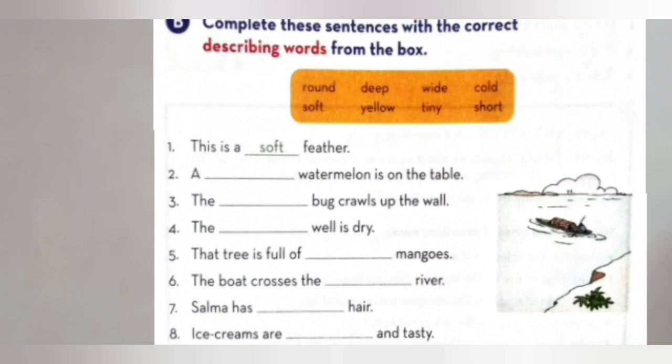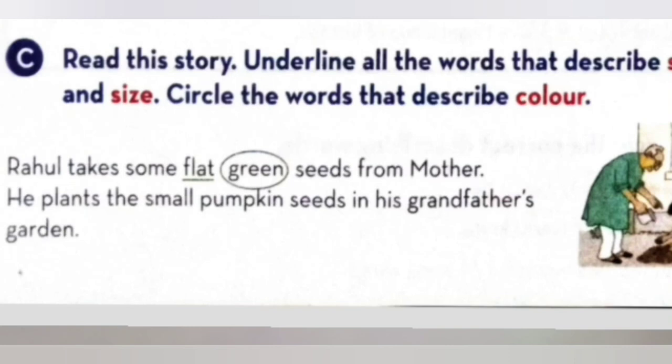Sixth one, the boat crosses the dash river. Seventh one, Salma has dash hair. Eighth one, ice creams are dash and tasty. So exercise number B is over. Now next is exercise number C.